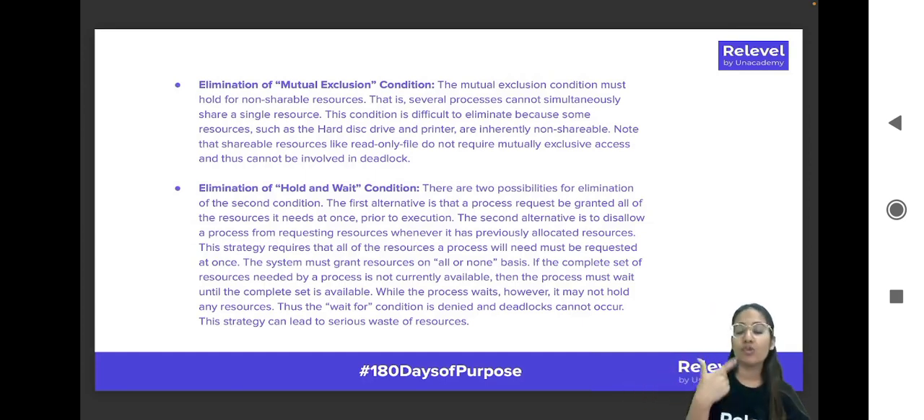We have mutual exclusion. First, understand what mutual exclusion was, and then come back here and understand how we can avoid it. We either keep resources shareable, or we make sure that the processes cannot simultaneously try to share a single resource. Then we have hold and wait. We had 2 strategies for hold and wait. The first strategy was that you request everything at once and you get all of it at once. Whereas the wait condition was that if you're waiting for something, you're not going to hold the resources.